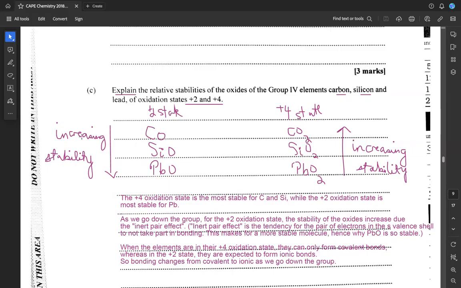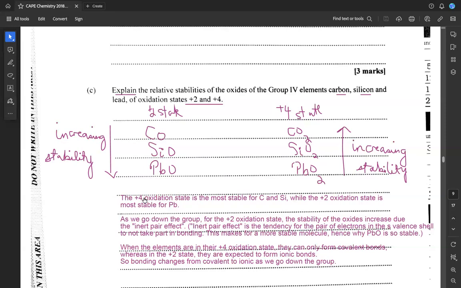Looking at this, we see that there is increased stability as we go down the group, right? So of all these +2 oxidation states, the most stable will be the PbO, the lead 2 oxide. And then when we look at the +4 state, we see that the stability increases going up the group. And so what that means is that PbO2 in the +4 state is going to be the least stable, whereas carbon dioxide is going to be the most stable.